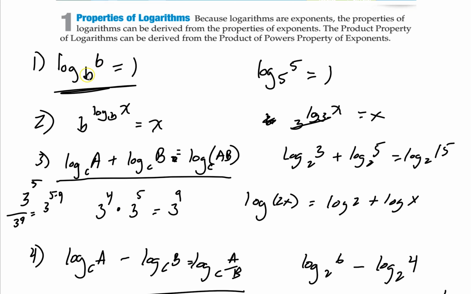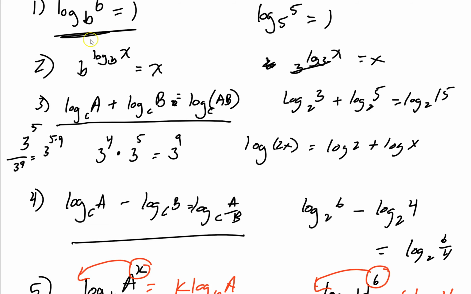First rule is, anytime they match, it's 1. They just cancel out, right? Because 5 to what power is 5, always 1. When they match, it's 1. Second rule is the one we used a lot last lesson. If you have a number to a log with the same base, those cancel out. You just get the value.